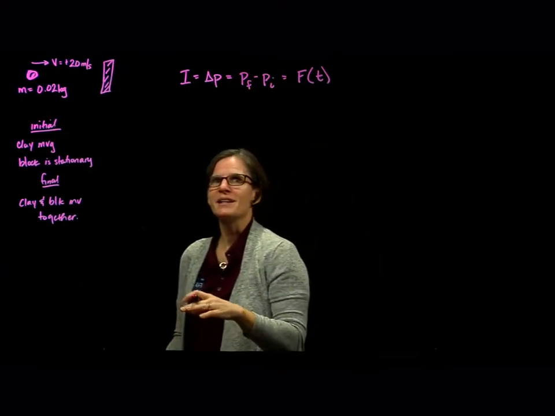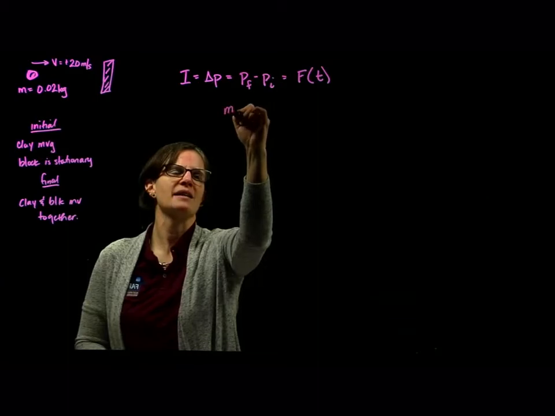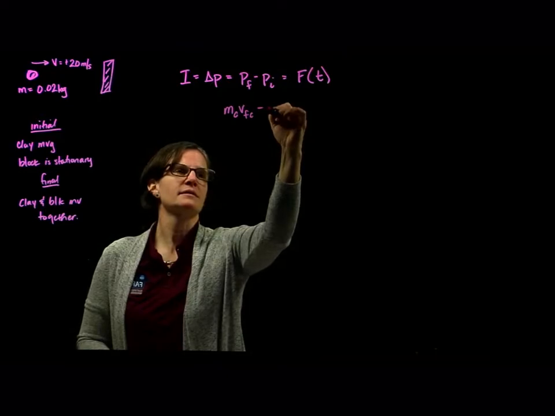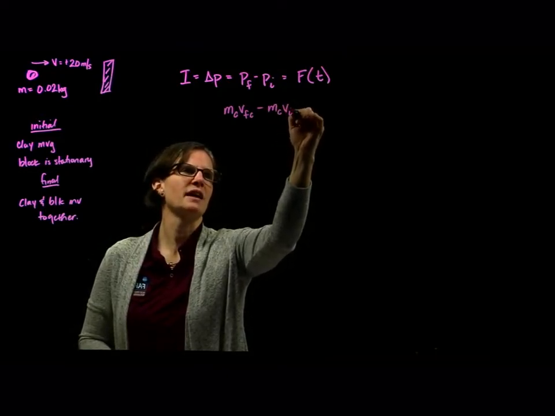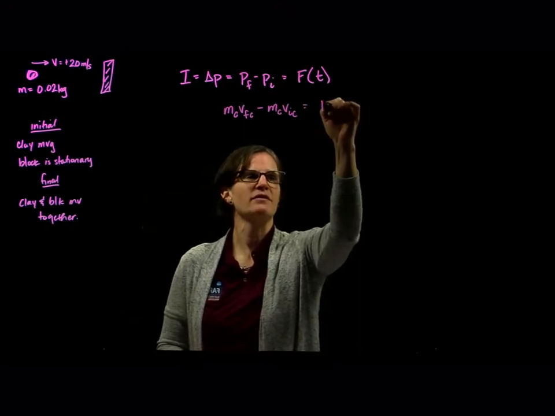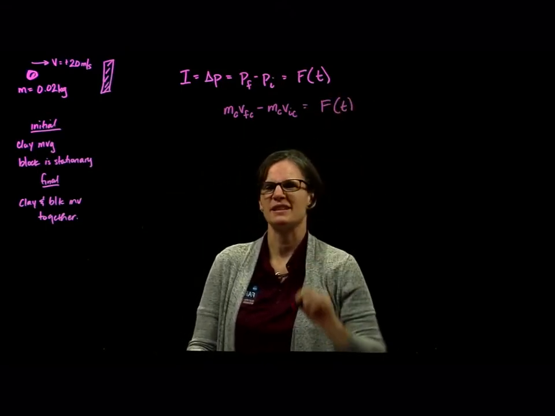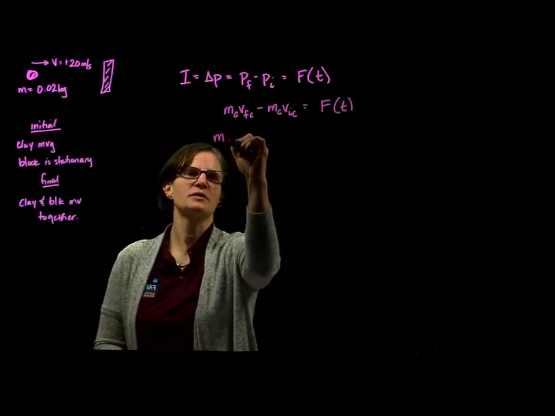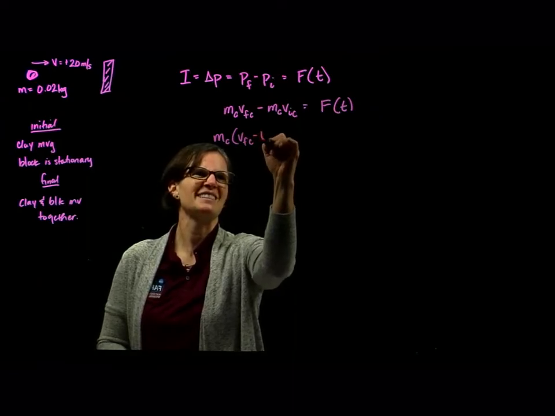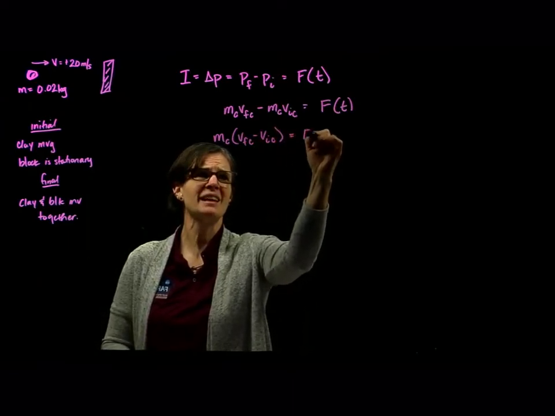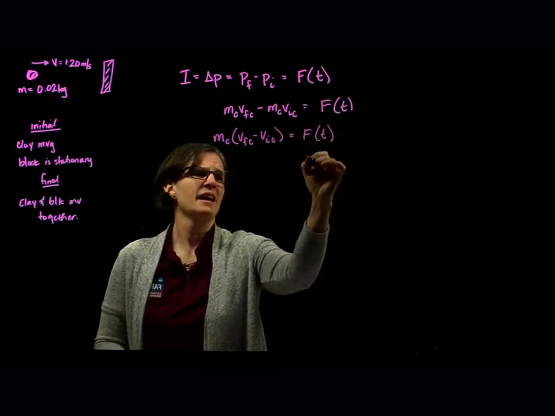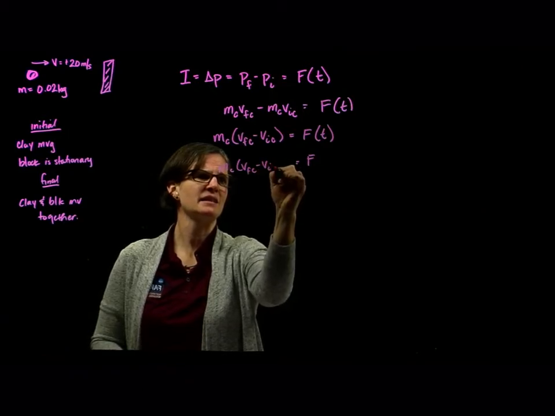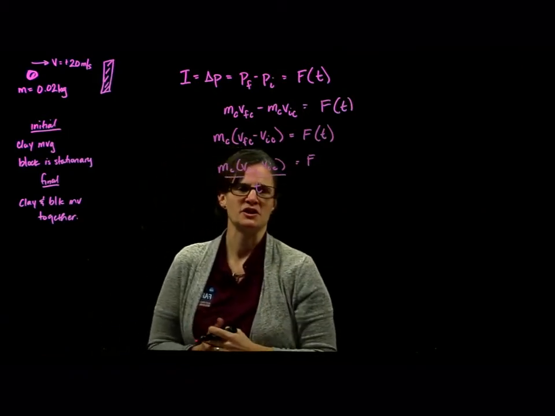So, what is my final momentum? Well, it's the mass of the clay times the final velocity of the clay minus the mass of the clay times the initial velocity of the clay. That's going to equal my force times time, and I'm interested, of course, in force. Well, I can pull the mass of the clay out, so I have the mass of the clay times the final velocity of the clay minus the initial velocity of the clay. That equals the force times time. And I can divide by time, and I get a relationship for the force.